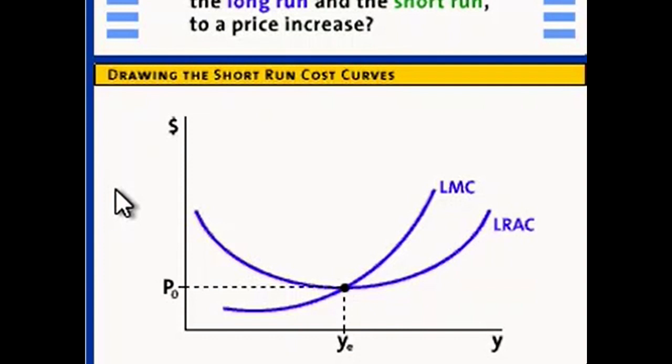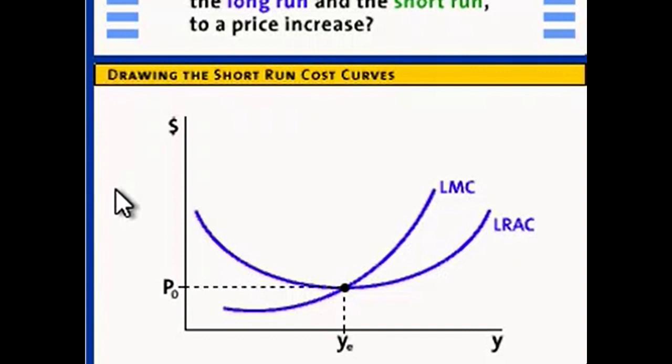So I'll use my green curve here to represent short run costs, and in this case I'll get another U-shaped curve, and this U-shaped curve will be the average total cost curve for the short run.